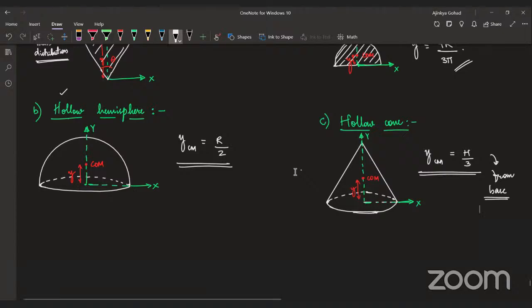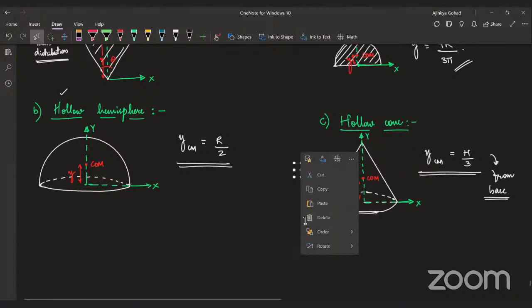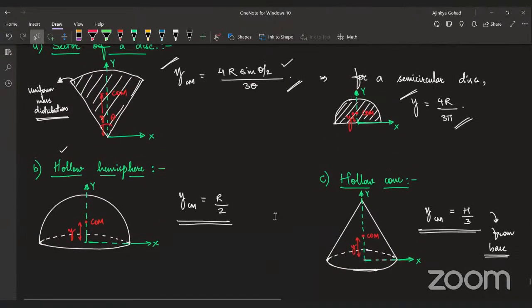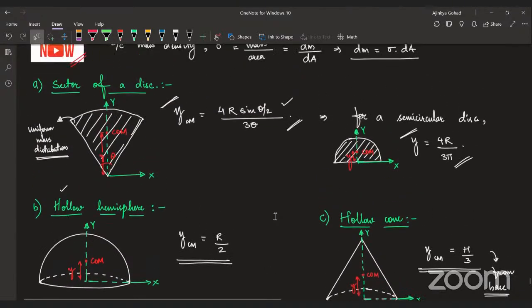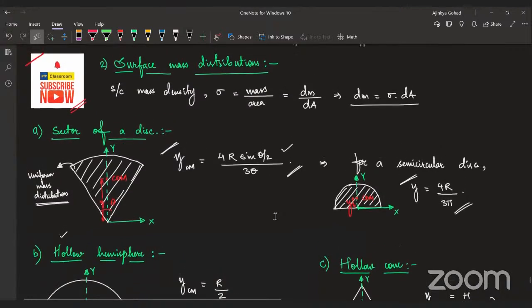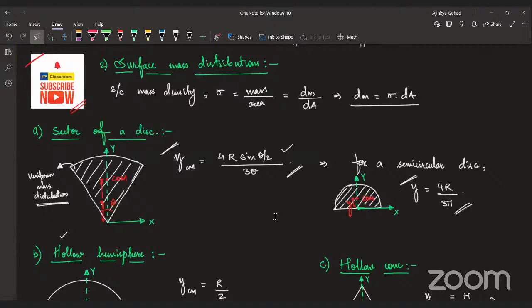So we can have a lot of other elements as well. The idea is to break them down into smaller elements and then integrate it for a larger mass. Okay, so this is the idea behind doing all of these center of masses. So please remember these standard results so that you save time in your exam.